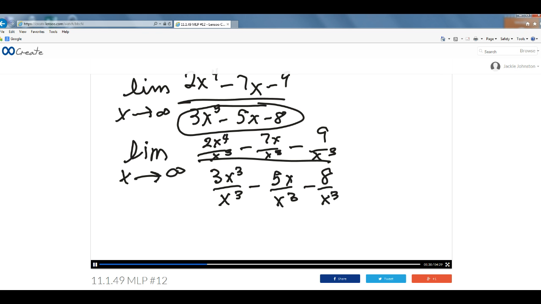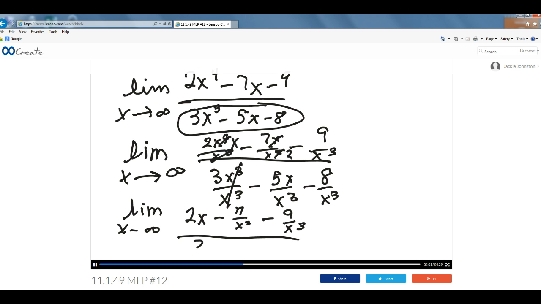Now we can reduce what we have. So those x cubes cancel. That x cubed becomes just a 2x on top. That x cancels, and that becomes an x squared. So let's go ahead and rewrite this. As our limit approaches positive infinity, I'm left with 2x minus 7 over x squared minus 9 over x cubed, all over 3 minus 5 over x squared minus 8 over x cubed.